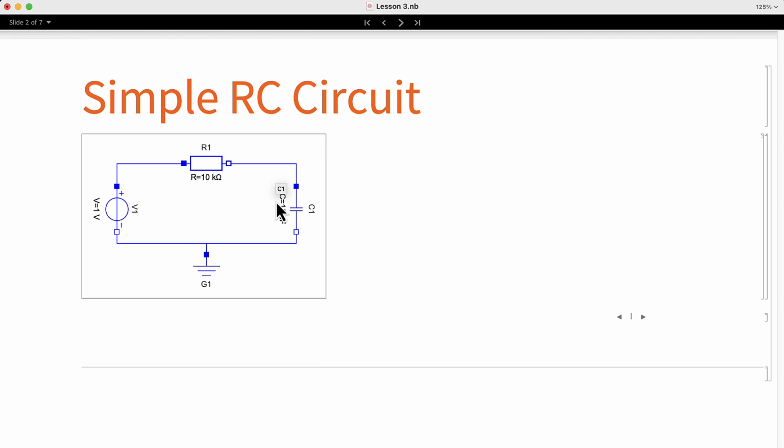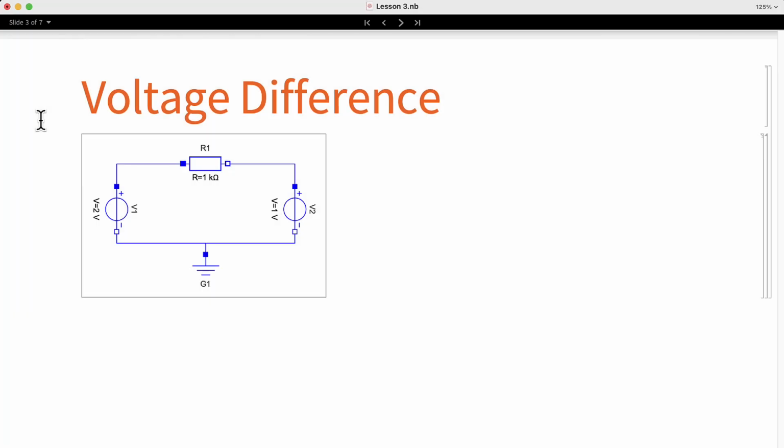In order to understand why this happens, we need to understand the concept of voltage and current. For that, we will explore the following circuit, which consists of two voltage sources and one resistor. Each voltage source is connected to one terminal of the resistor. In this case, each source is trying to push energy into the resistor. And which one will win? The one that is stronger.